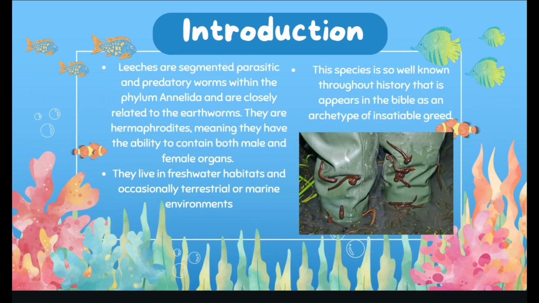Let me introduce you a little bit. Leeches are segmented parasitic and non-predatory worms within the phylum Annelida, and they're closely related to oligochaetes like the earthworm, which both have muscular segmented bodies.